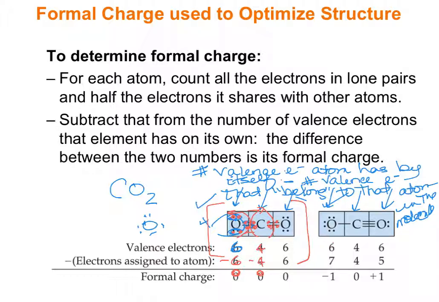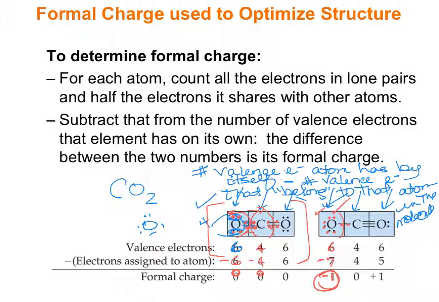Again, oxygen is in group 6A. So on its own, it starts with 6 valence electrons. Let's count the valence electrons this oxygen has in this molecule that belong to it. 1, 2, 3, 4. I apologize for the heavy breathing. That's my dog. 5, 6, and 1 of these 2 in this bond. So in this structure, oxygen has 7 valence electrons that belong to it. So it has a formal charge of -1.